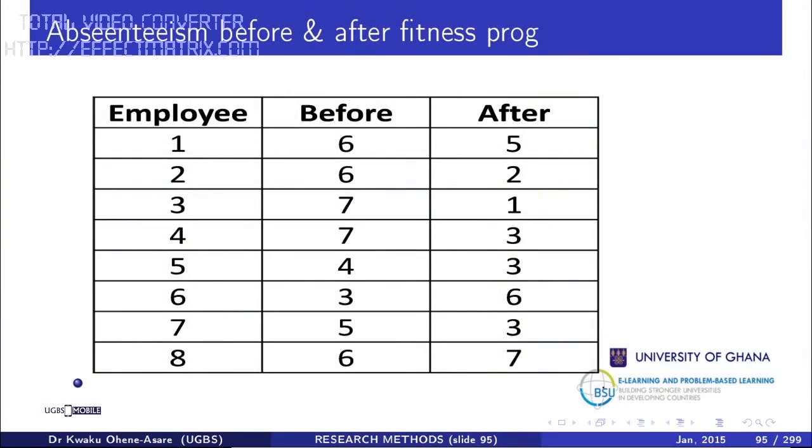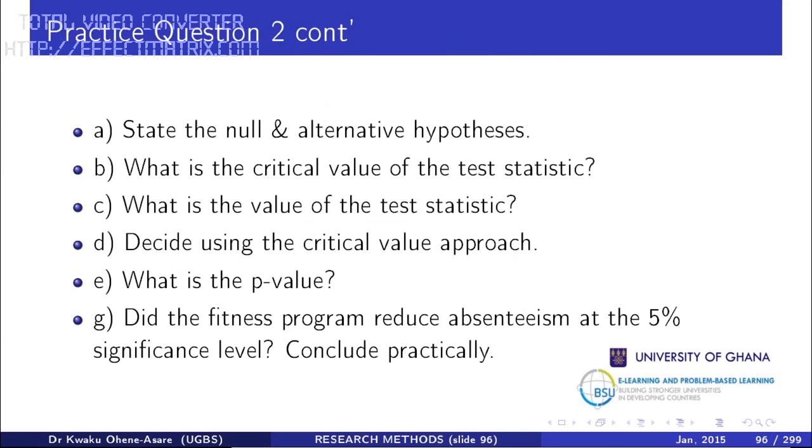So you can see employee number 1, before he was 6 times absent, after 5 times absent, after the whole 4 years program. Employee number 8, before was 6 times absent, after rather gone up by 1. So on average, you got to compute the difference one by one and then statistically check whether that is so. So do that with joy.